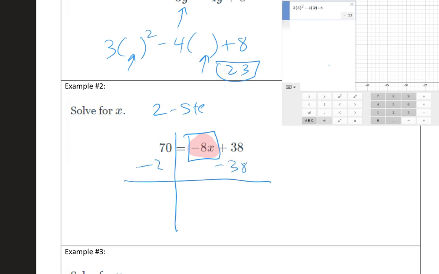So if we're going to subtract 38 on both sides, then we just work from left to right just like we're reading in a book. 70 minus 38 gives us 32. Equals, this brings it down, negative 8x. And then these two opposites cancel out.